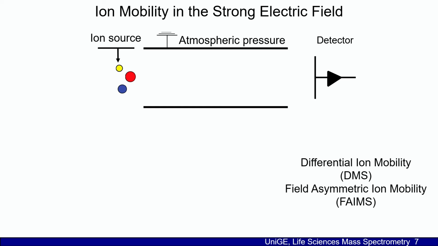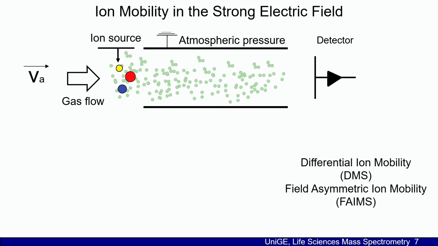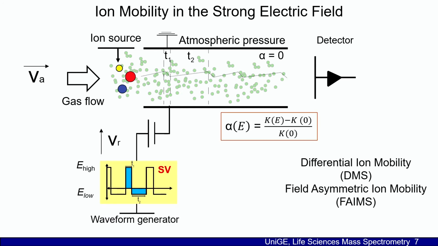The ions are pushed by carrier gas, and this is the axial velocity, while the radial velocity is given by the so-called separation voltage or dispersion voltage in FAIMS. It has high and low amplitude, and this is the type of trajectory that the ion experiences under these two forces.